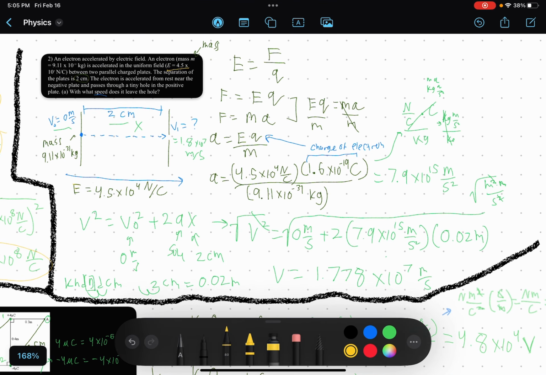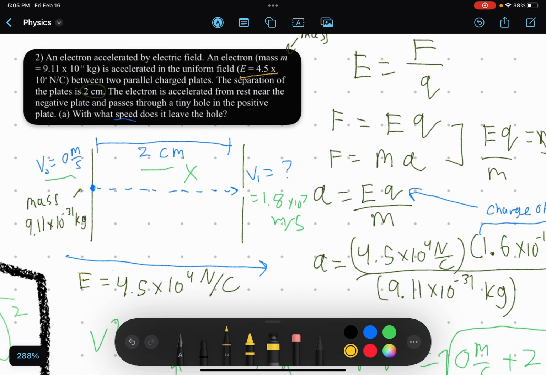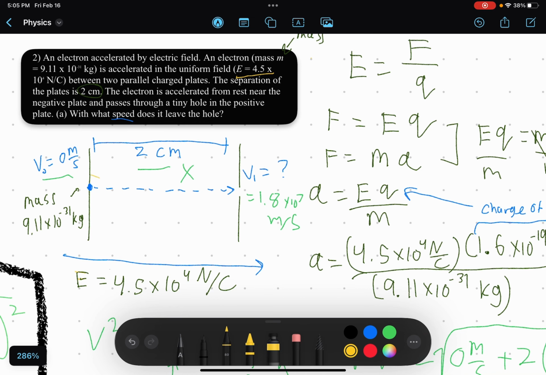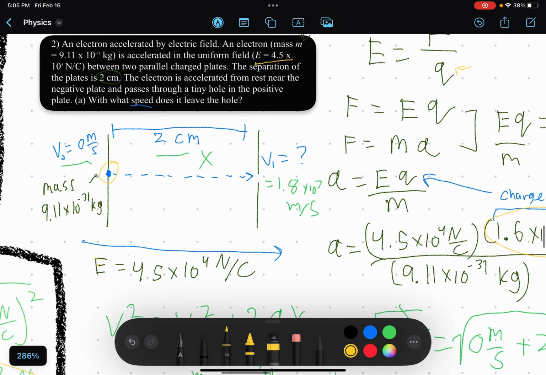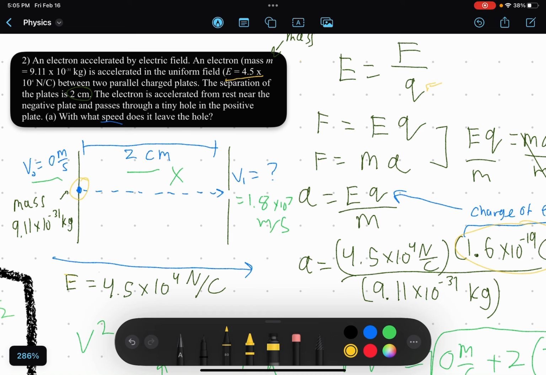we did an electron that's accelerated by an electric field. So we have our electron here. We have this Q, which is going to be the charge of an electron, which I didn't write. I have it here. And then it's going to accelerate through here and go through the little hole. And then it's asking for the speed that it leaves this hole. So we need to find acceleration first.